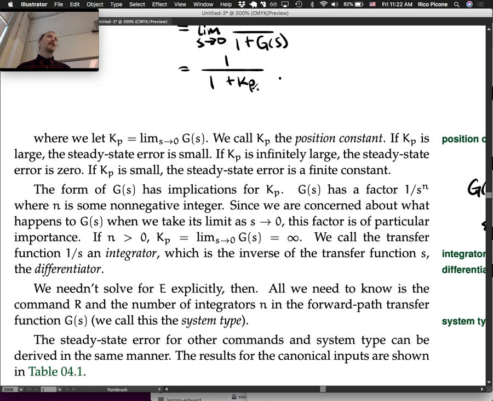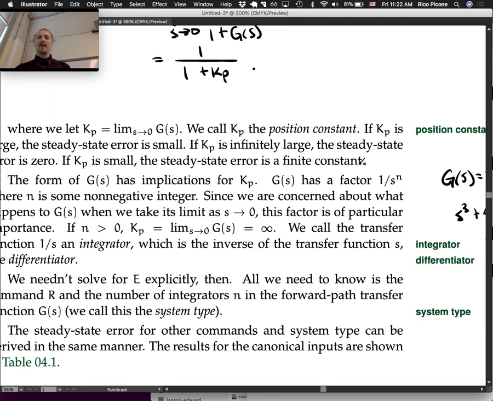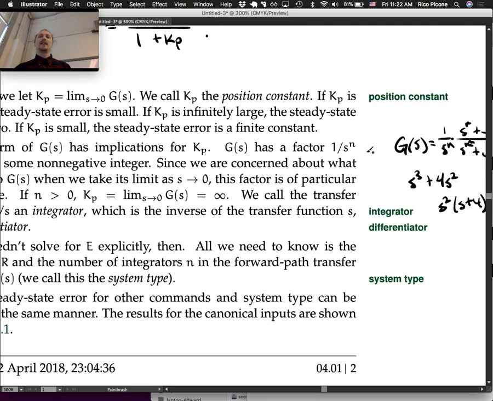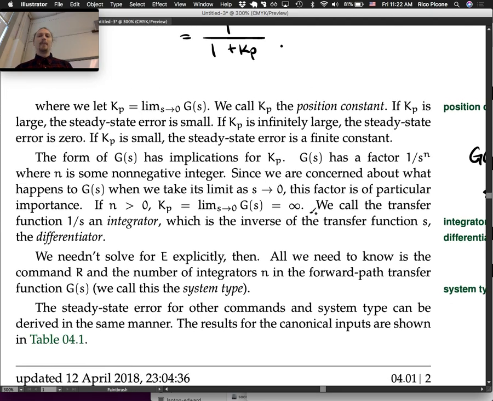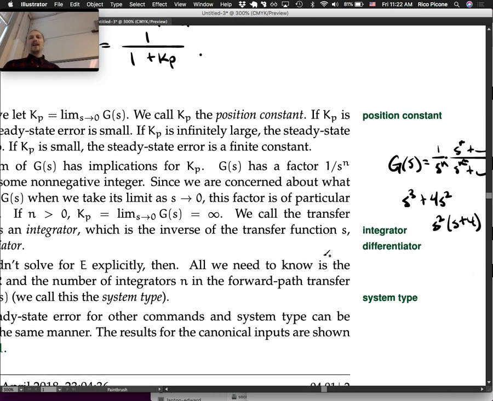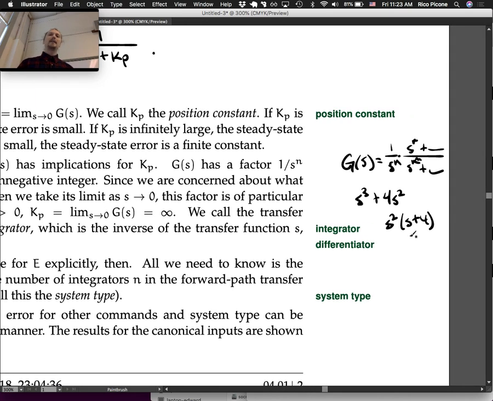In terms of steady state, we want to have these factors of 1 over s in our transfer function. We call the transfer function 1 over s an integrator, which is the inverse of the transfer function s, which is the differentiator. So for better steady state error performance, we want more integrators, more factors of 1 over s. And if you have no factors of 1 over s, this comes out to be some finite number when you take s to 0.